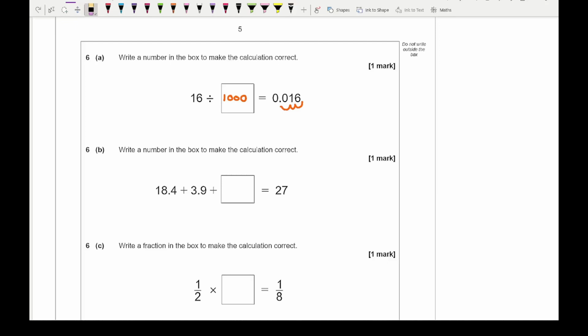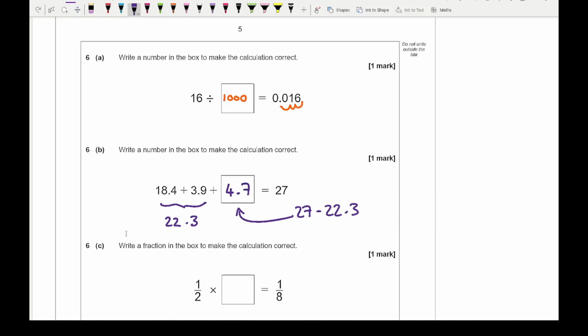So the first thing we need to do here is add these 2 numbers up, in which we get 22.3, and then to work out the missing number we just need to do 27 take away 22.3. Remember, this is a calculator paper, so we can use our calculator. So 27 take away 22.3 gives me an answer of 4.7.